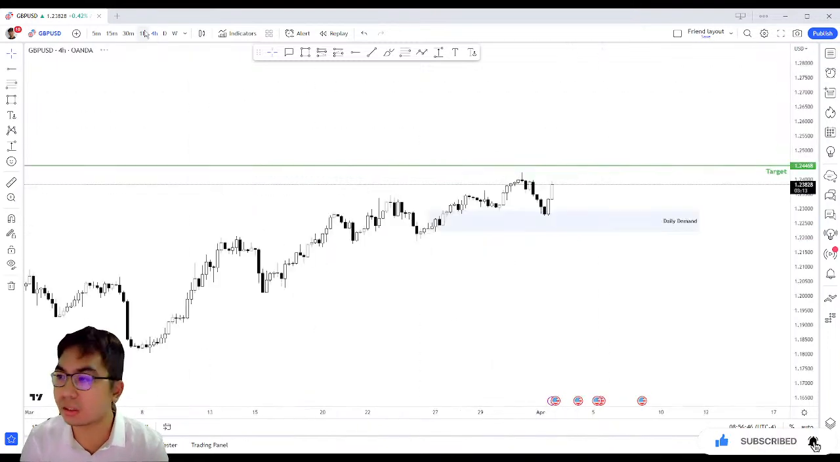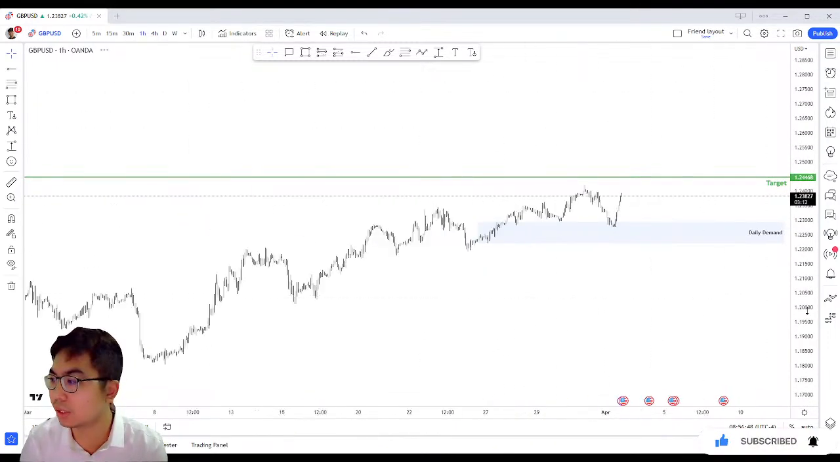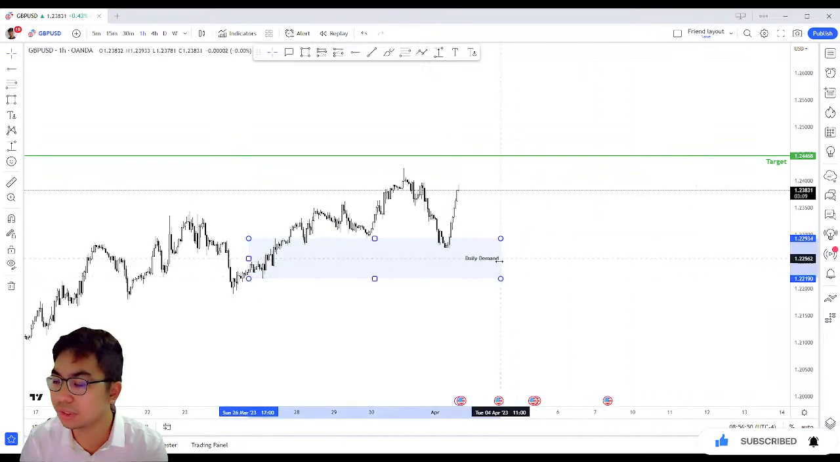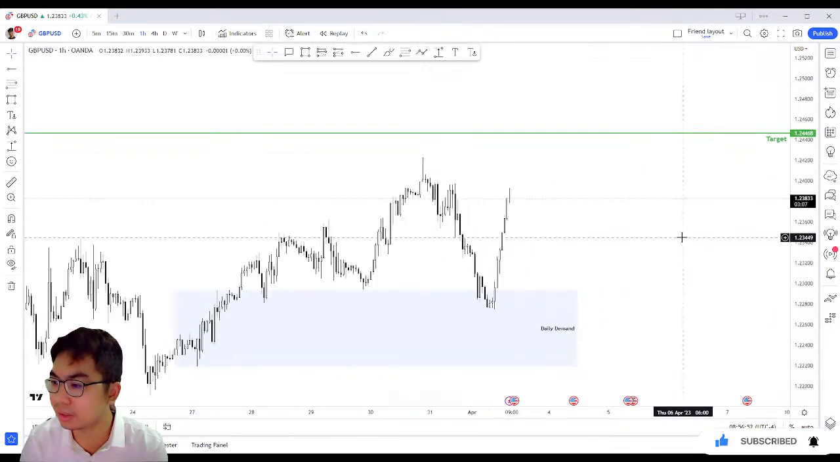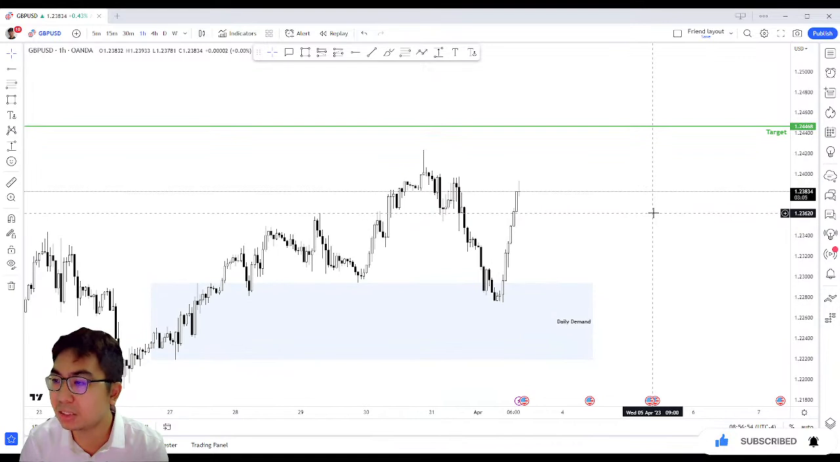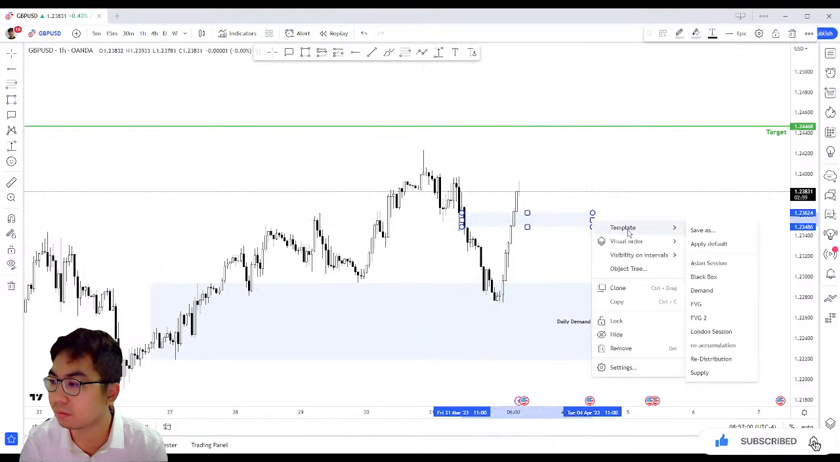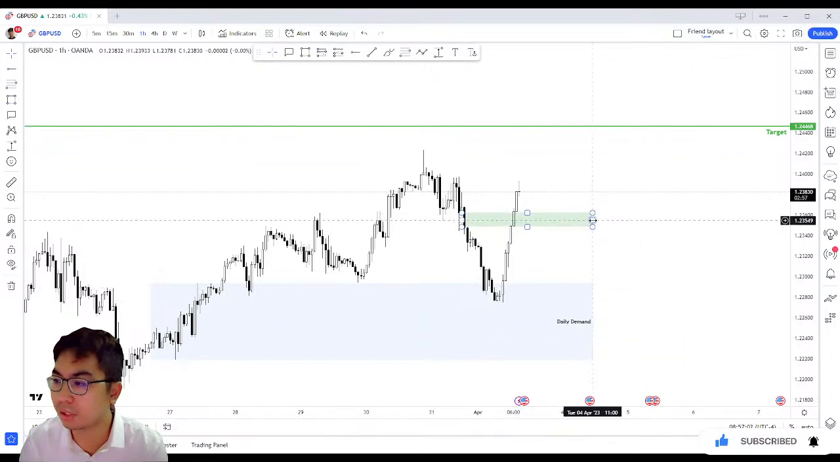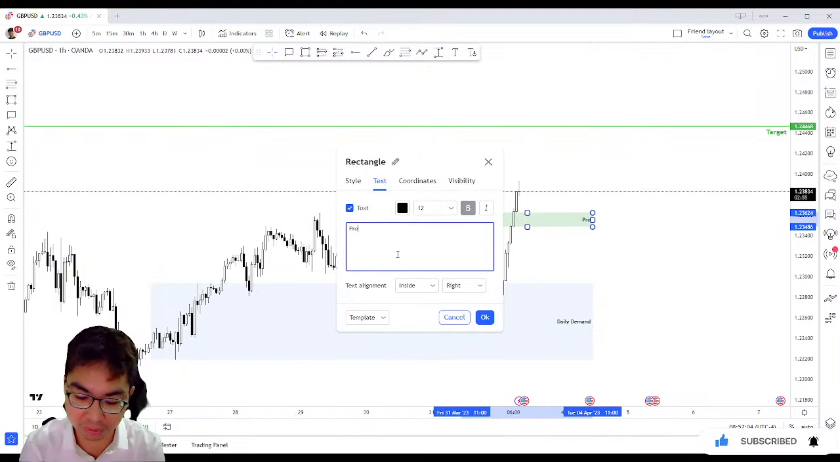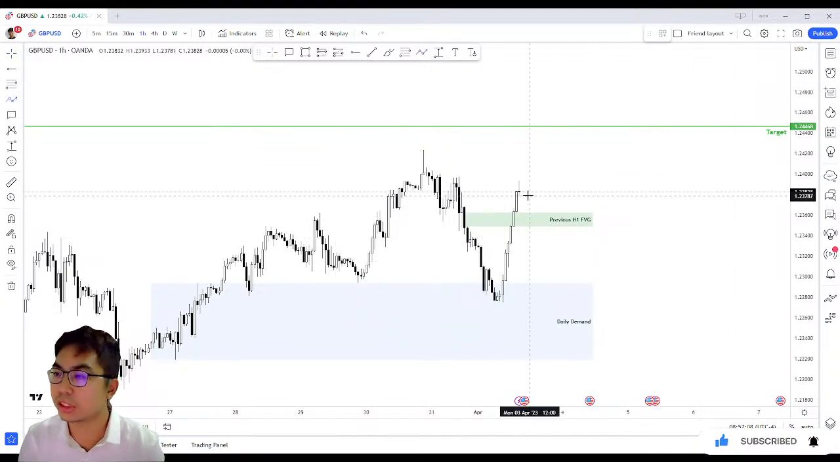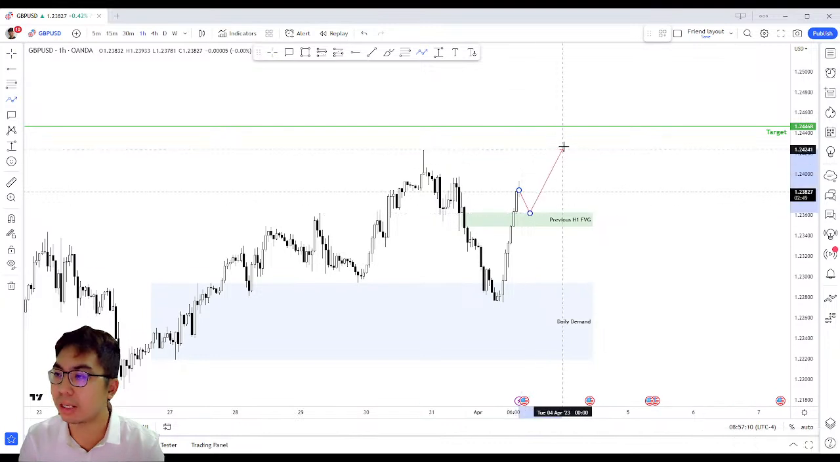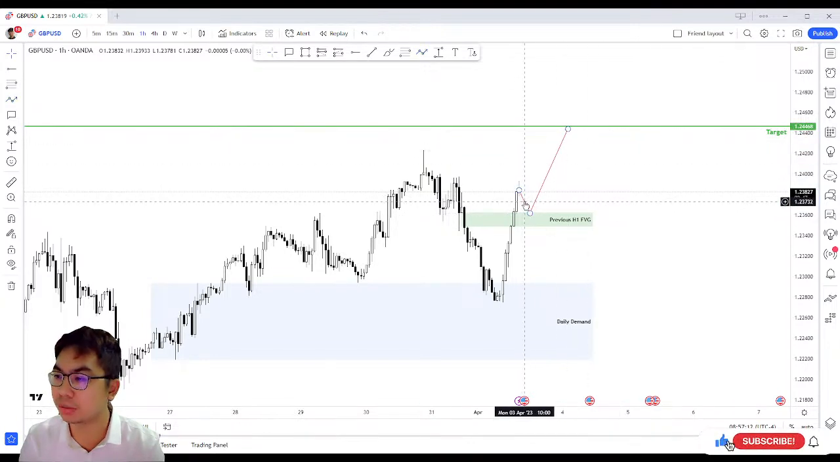Okay, next, let me take a look at the H4, H1. Okay, there's not much of a setup right there yet. Maybe this previous fair value gap could act as a support area. This previous H1 fair value gap. We could potentially see price tap in and continue moving bullish.